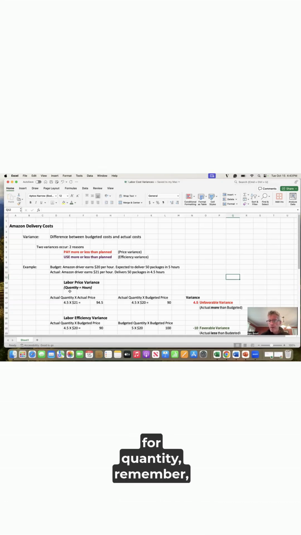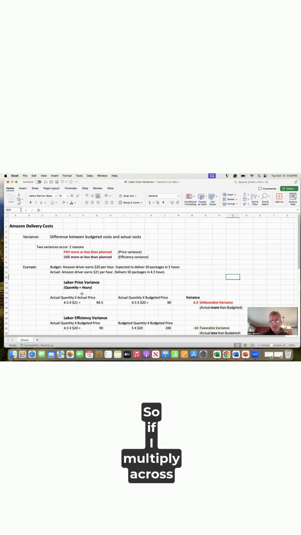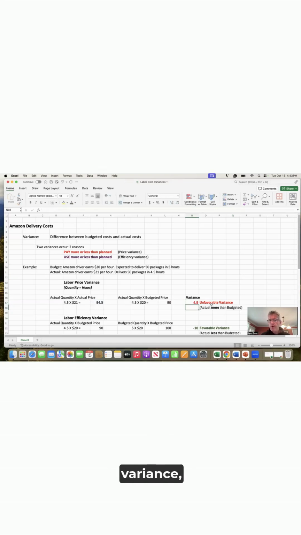Now for quantity, remember that means hours. Actual quantity times actual price, actual quantity times budgeted price. So we use actual quantity in both formulas. The difference is in the prices. So if I multiply across and click on the result, I see that I have an unfavorable variance, meaning that the actual was more than budgeted. And that's because the actual rate was $21, the budgeted rate was $20. It's an unfavorable variance. Actual was more than budgeted.